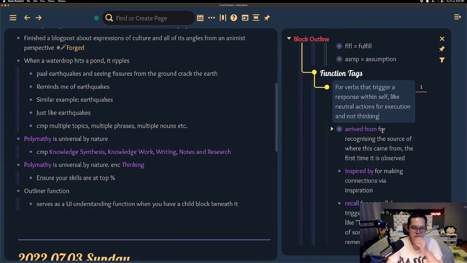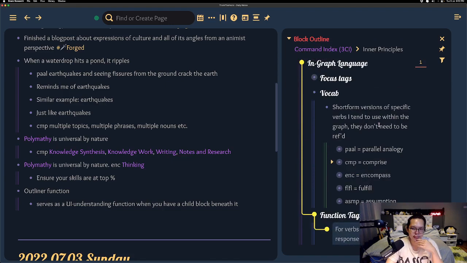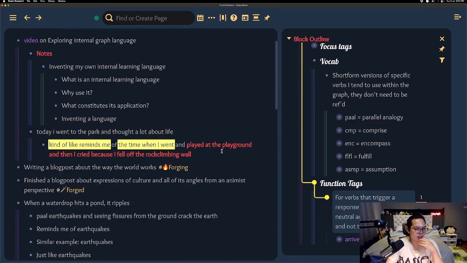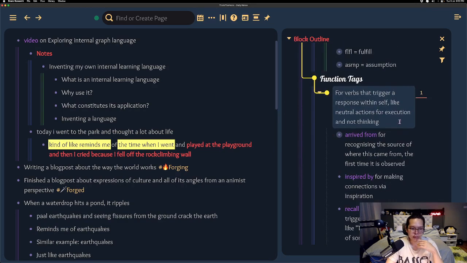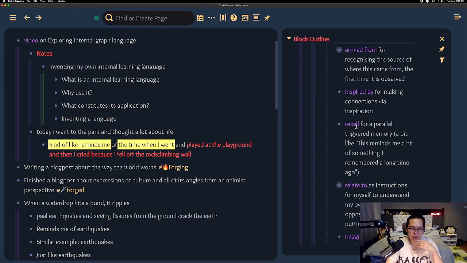This is another one. So here we have function tags. Function tags work a little bit different from vocab tags. Function tags actually have a greater emphasis on explicitly what you should do with this following block. I mentioned before that we have these filler words that are highlighted here. Instead of "reminds me of," etc., I can use "recall."